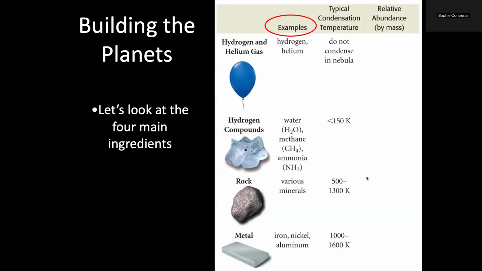All right, there's the 4 types. You have helium gas, hydrogen gases. You have hydrogen compounds like ices. And I'm not going to draw a distinction here between water ice, methane ice, or ammonia ice. Those are all hydrogenated ices, right? Hydrogen compounds, rocks, whatever rocks you read of. And then metal, whatever that is. Okay. And here we have the temperatures at which they condense.